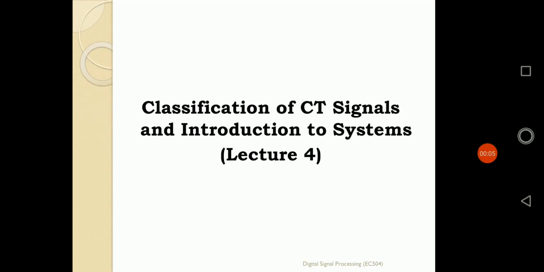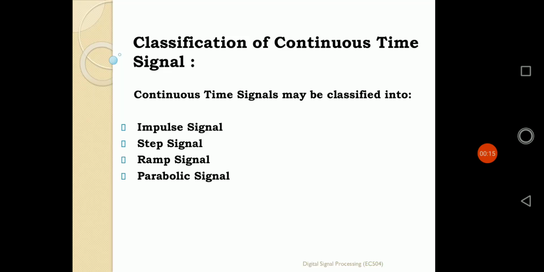Let's start our new class, that is lecture 4 on classification of continuous time signal. CT signal means continuous time signal, and a brief introduction of systems. So, in that category of classification of continuous time signal, there are basically 4 types of basic continuous time signals. Now, we have to note that these 4 types of signals are not only defined for continuous time signal, they can also be defined for discrete time signal also.